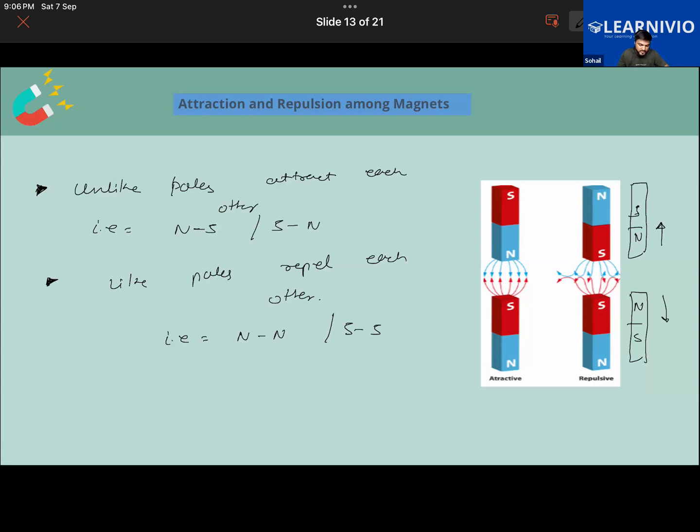When we bring unlike poles together, attraction takes place. But attraction between a magnet and a magnetic material also takes place. Instead of bringing another magnet to this magnet, if I bring a piece of iron nail, there also attraction will take place. So attraction not only occurs between two magnets, but also between a magnet and a magnetic material.